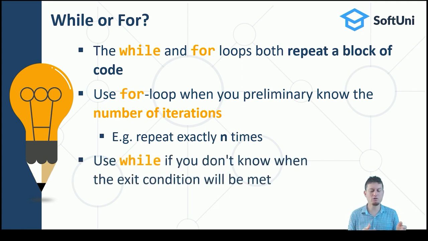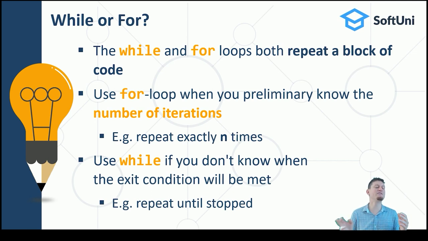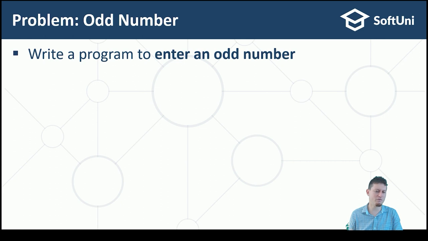We use while when we don't know when the exit condition will be met. For example, we repeat until stopped. We read a number from the console and if we enter 0, we stop. This is very typical for while loops. If we don't know when the exit condition will be met, we use while. If we repeat something several times and we know this number, the number of iterations, we use for. Okay, let's see now another problem called odd number.